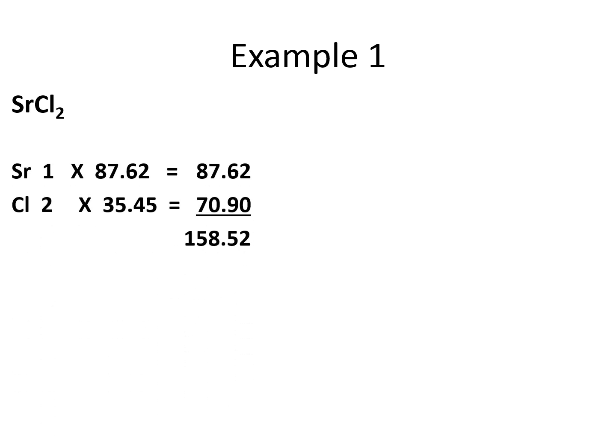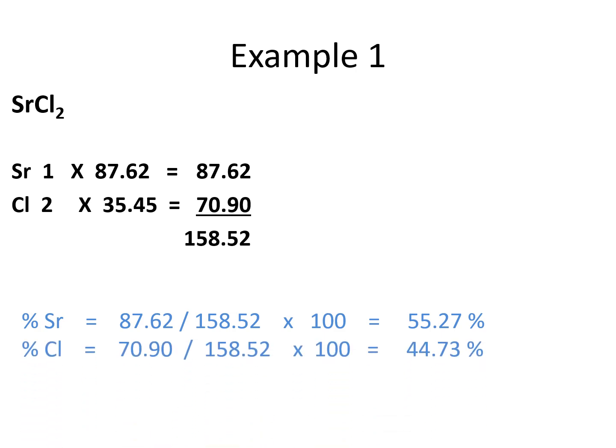add it up. So for Sr, I got 87.62, and then 2 Cl times 35.45 gives me 70.90. I add that together, I get 158.52. Then for each one, you'll have an answer for each element. For each one, you're going to take the total for the element divided by the total for the whole compound times 100. So for Sr, it's going to be 87.62 divided by 158.52, times 100, and then round to the hundredths place. So 55.27.